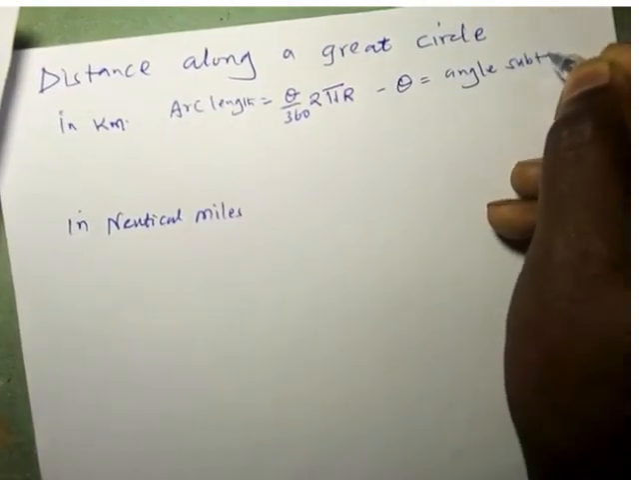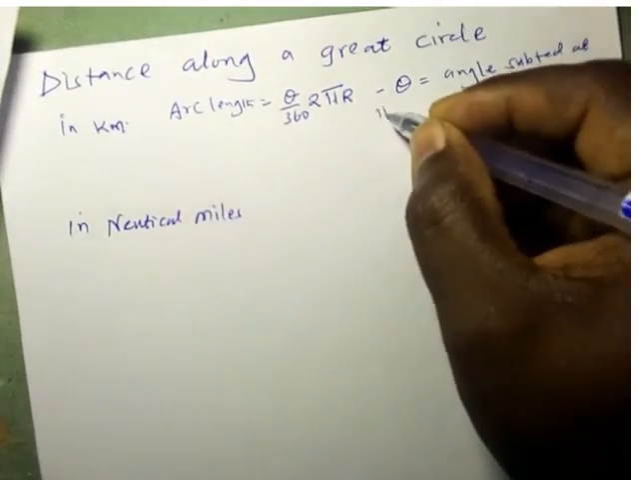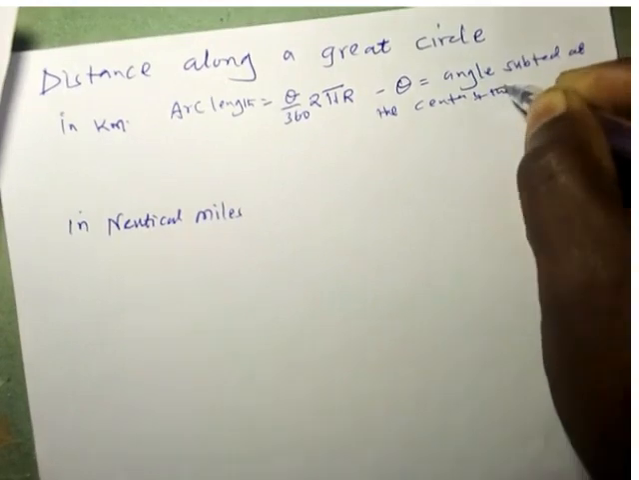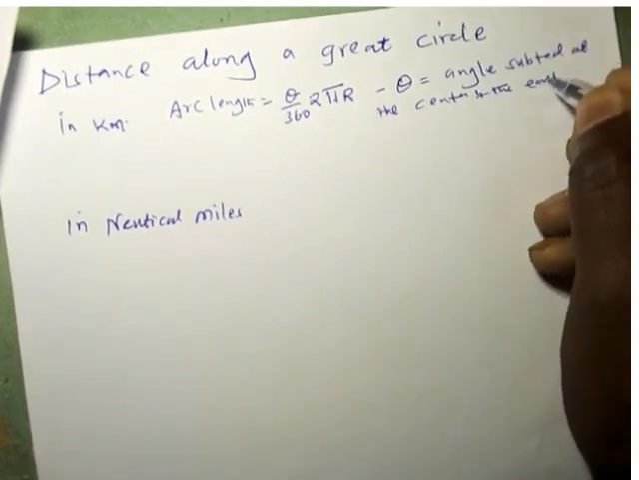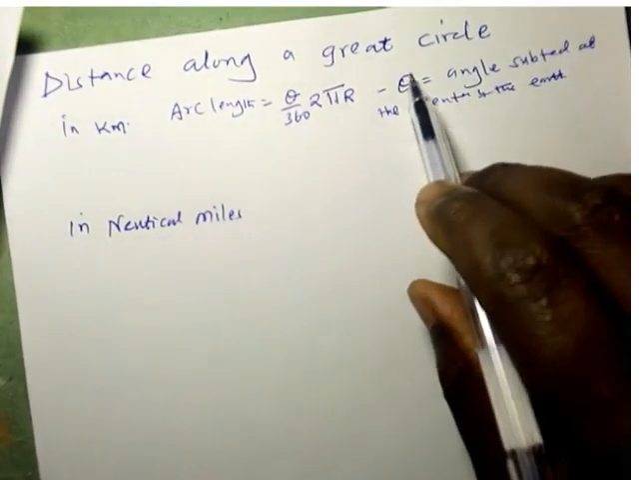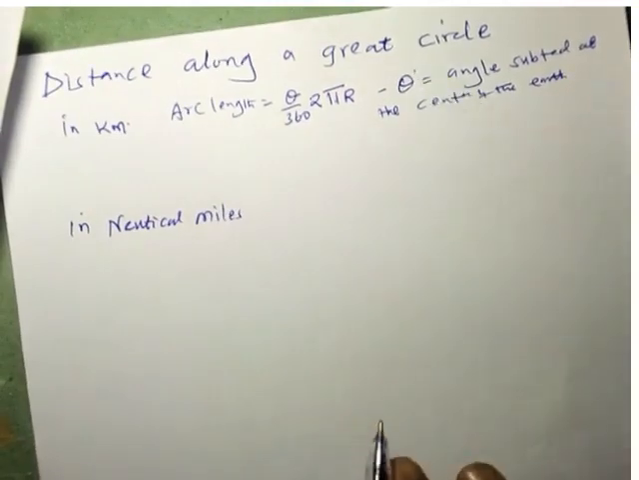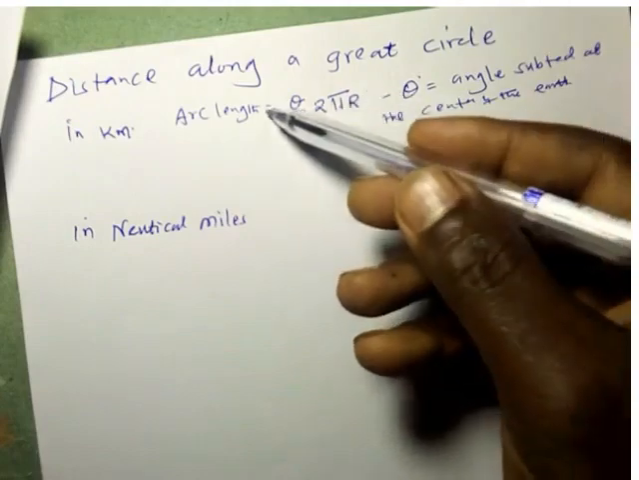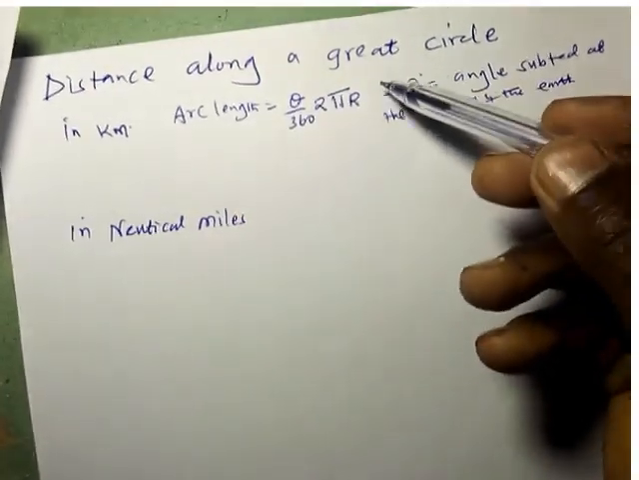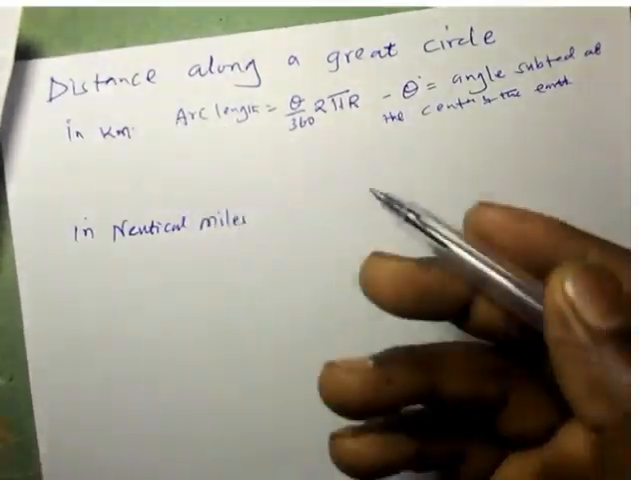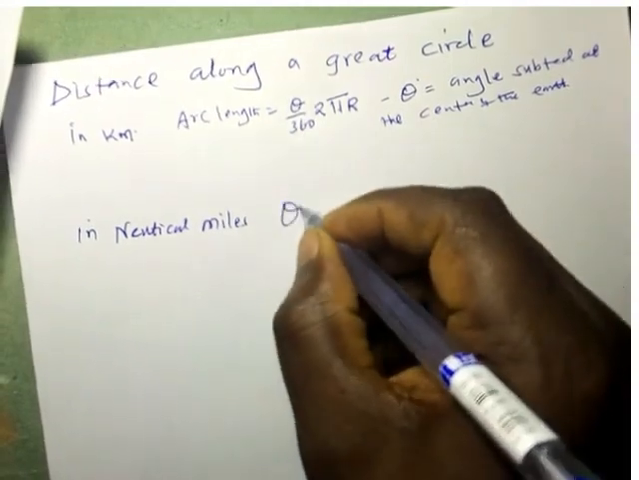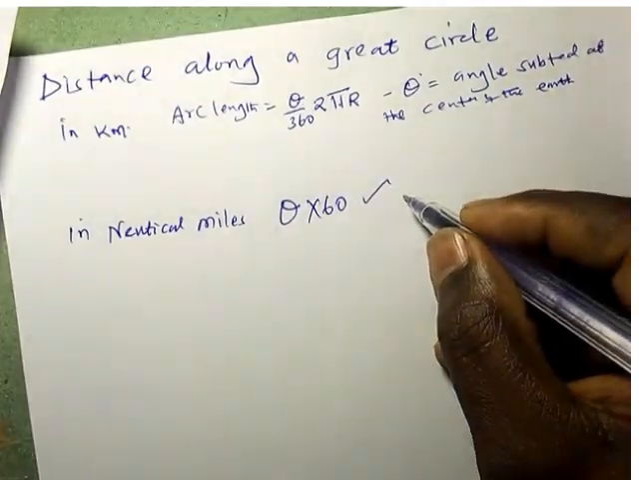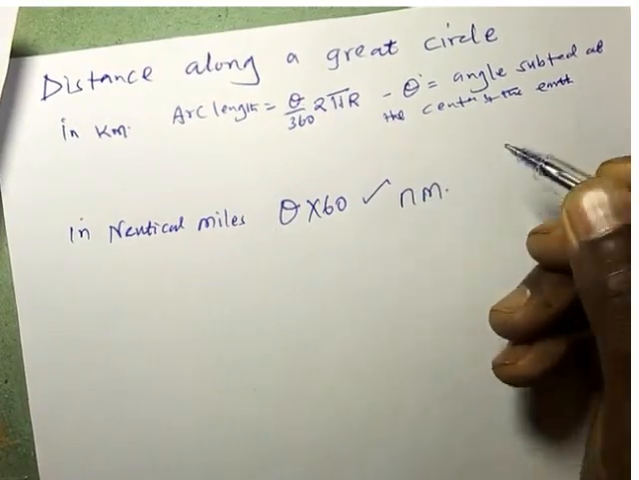Theta is the angle subtended at the center of the earth. So I'm going to show you how to get the angle difference. So this is how you calculate the distance along the great circle in kilometers. In nautical miles, you just get theta times 60, and you are done. So this one will give us the distance in nautical miles.